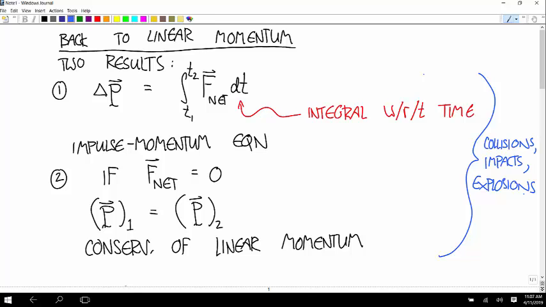Yes, so the system is what it originally started as, and then at instant two, you're talking about these four chunks that are flying off or something.